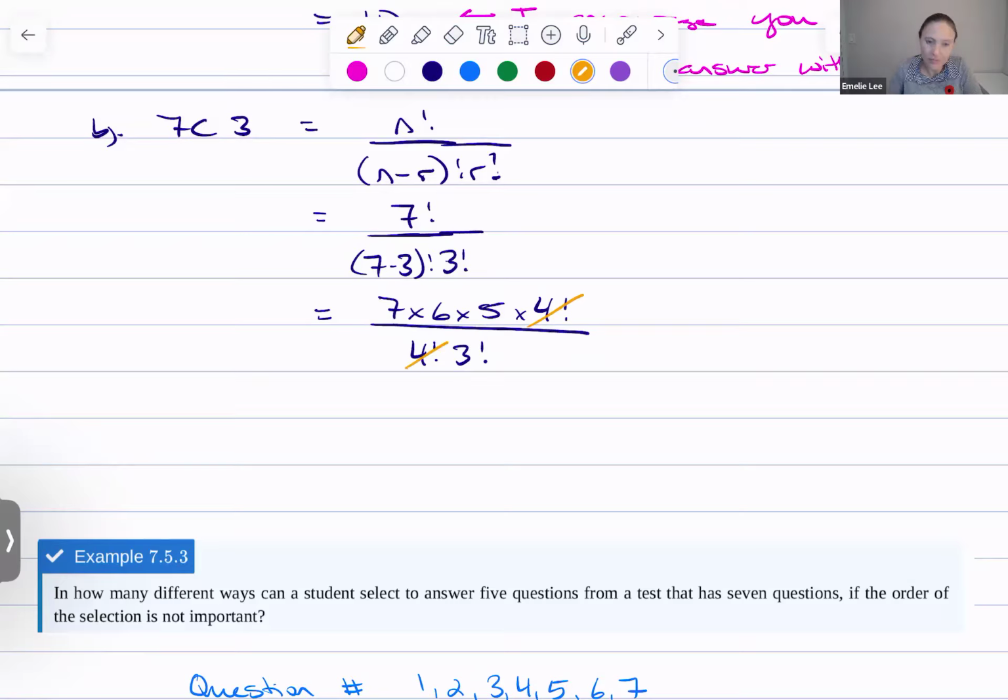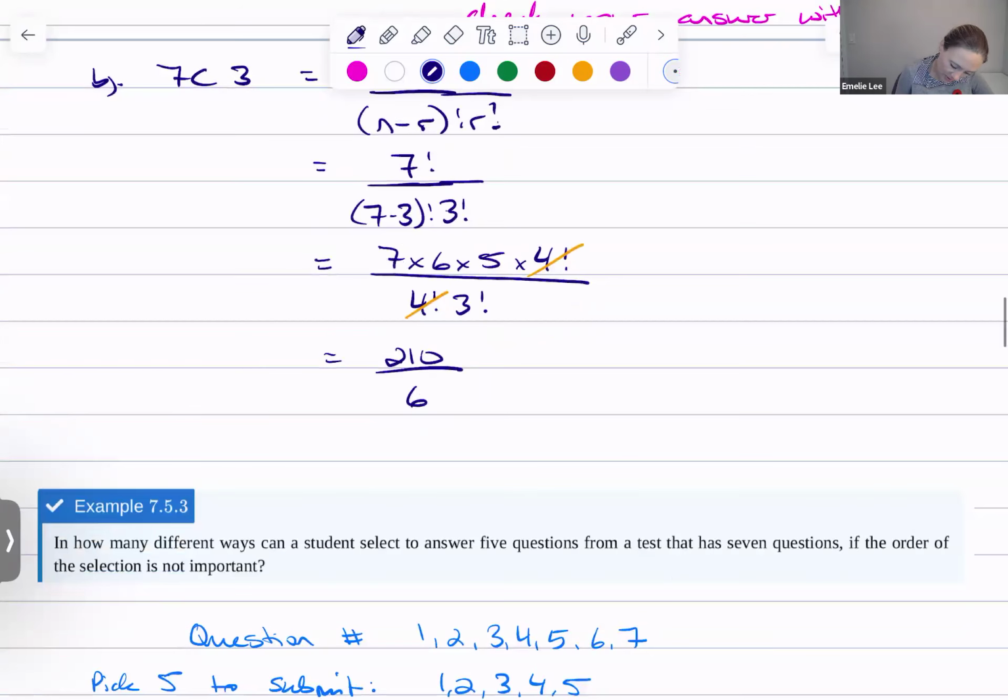Now, my goal was to cancel something, and I canceled 4 factorial. Now I have 7 times 6 times 5 divided by 3 factorial, which is 3 times 2 times 1. And so 7 times 6 times 5 is 210 divided by 3 times 2 times 1, which is 6, puts me at 35. And again, I'm just going to check. 7 choose 3 is 35 on my calculator. Nice.